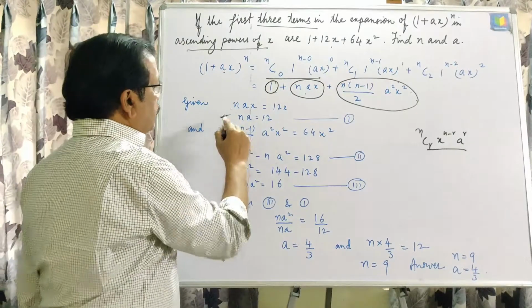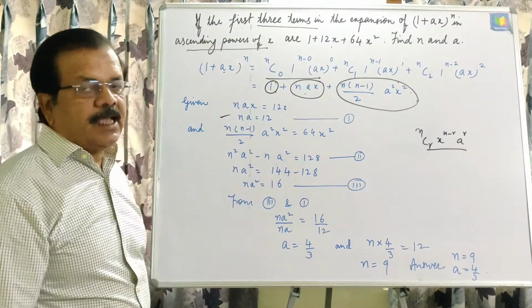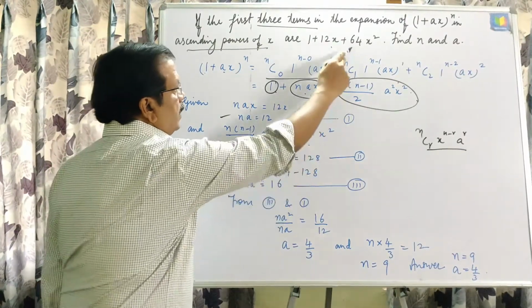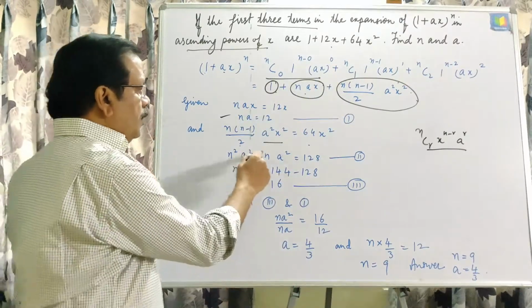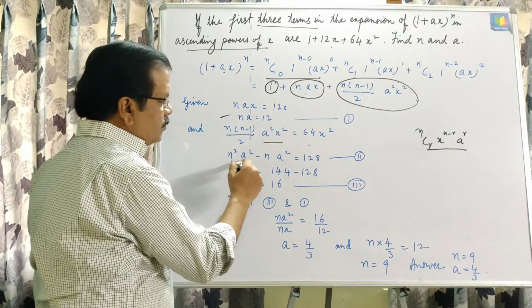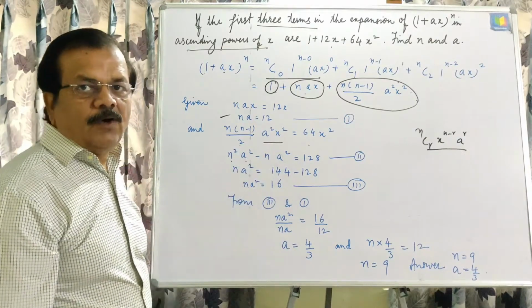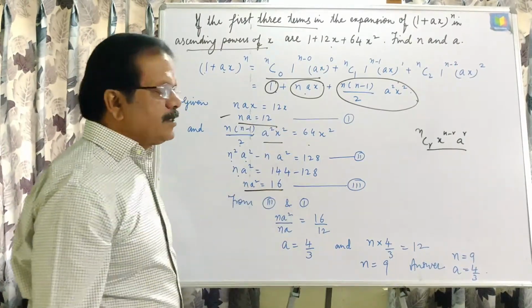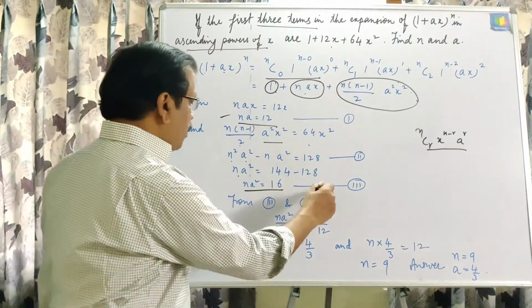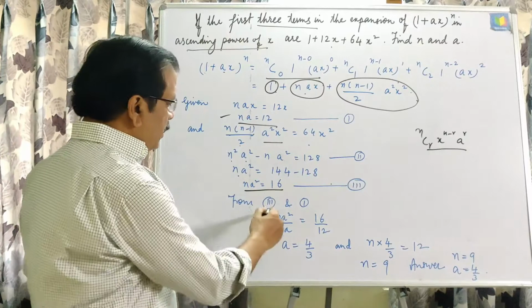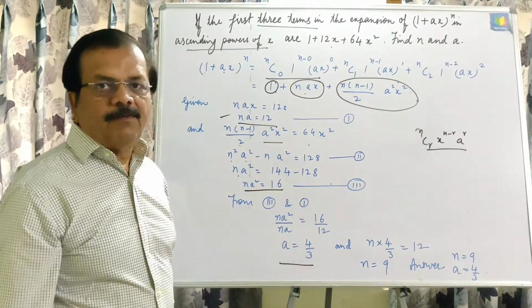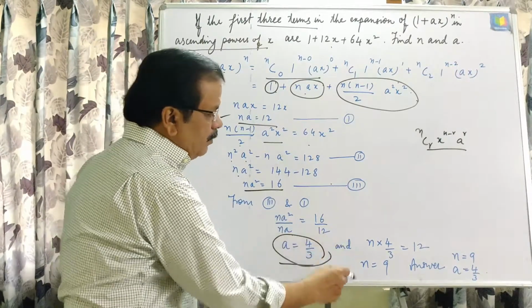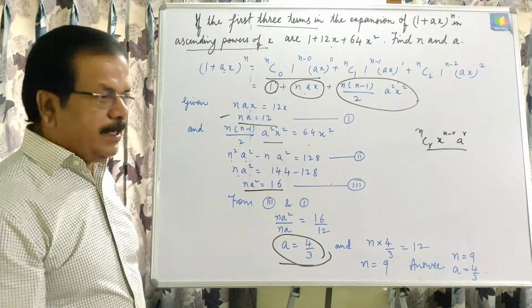So the first equation, nax is equal to 12x, that is na is equal to 12. Second equation, n into n minus 1 upon 2, a square x square, is given as 64x square. So x square will be cancelled. You are getting n square a square minus na square is equal to 128. na is given as 12. So substituting this value, we are getting na square is 16. And that is why, from these two equations, first and third, dividing, we are getting the value of a as 4 by 3. In the same way, substituting this value of a in any one of the equations, we are getting the value of n. This is the answer.